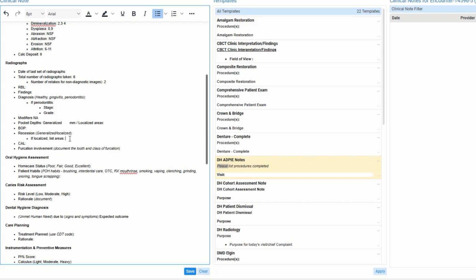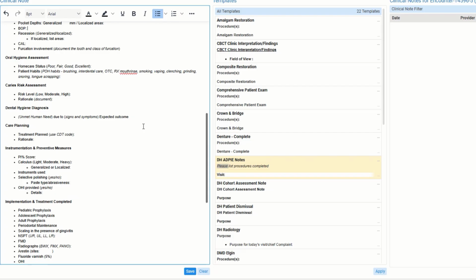Same with recession. Look at the recession. If there's a couple teeth with recession, go ahead and document them. You can also say generalized throughout, generalized between 1 to 3 millimeters or 1 to 2 millimeters, whatever that probing sheet is. So you're really interpreting the probing sheet into this. You do the same thing with clinical attachment level and furcation involvement.